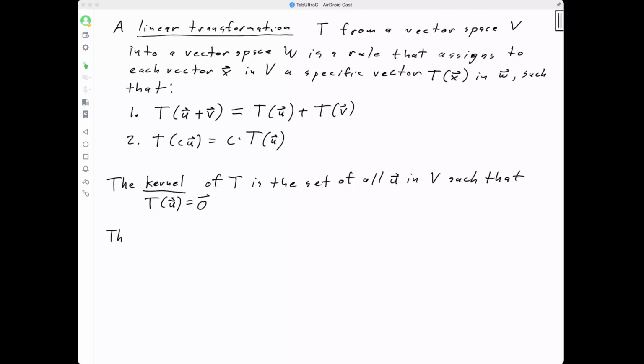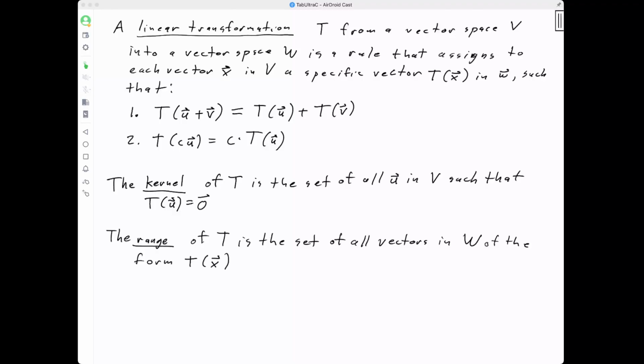The range of T is the set of all vectors in W of the form T of x for some x in V. So what that's saying is the range is everything that you can get to from V by applying the transformation to a vector in V.